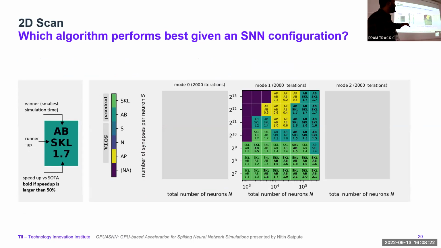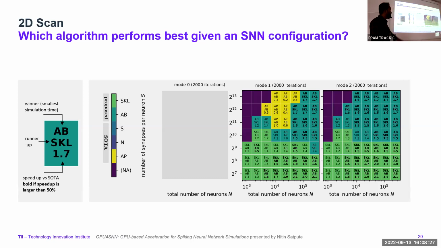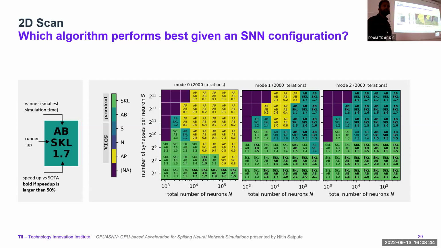Now let's talk about the lower firing and the higher firing, which are mode 0 and mode 2. I'll just go directly through it. You can see in mode 2, where a large number of spikes are available, mode 2 is basically the high firing rate, where a large number of spikes are present in the simulations. SKL and AB are dominating. But in the case of mode 0, which is the low firing rate, with fewer spikes, you can see AP is dominating. But again, for some of the experiments, you can see SKL and AB are also performing well. So the proposed algorithm is quite good when you have high firing rates.